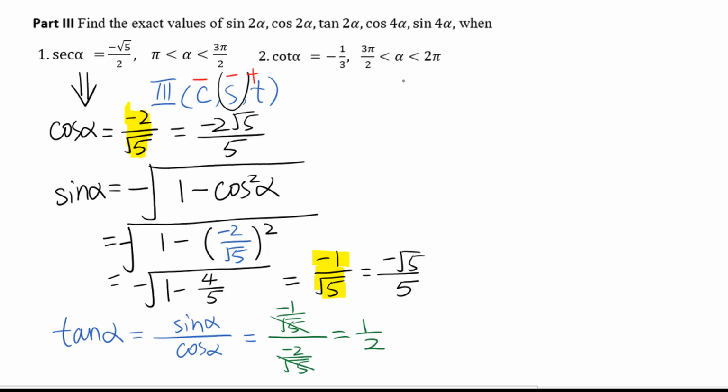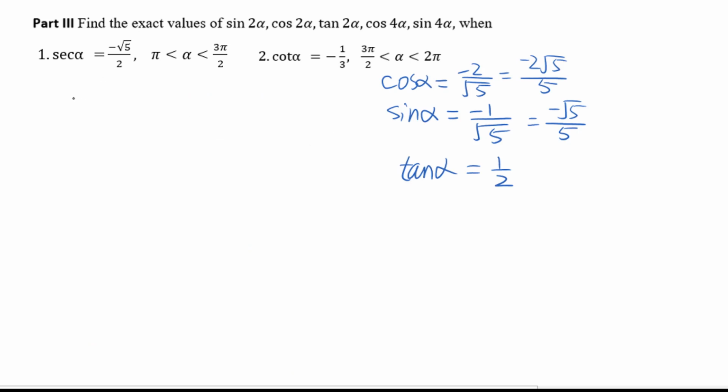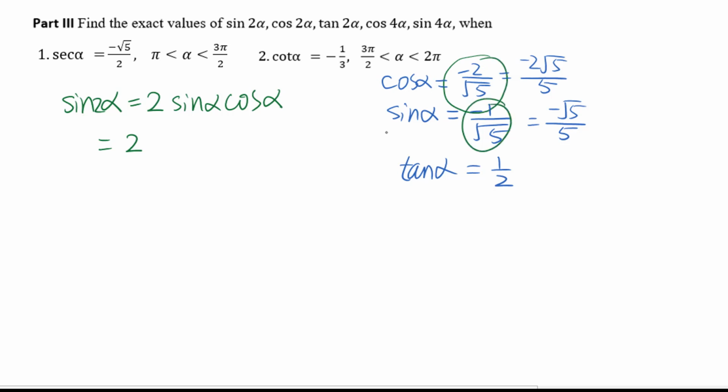Then I will write down what we got so far. Now I can work out this sine 2 alpha. According to the formula, that is 2 sine alpha cosine alpha. That is 2, and I will use this value because it's easier, times negative 1 over square root of 5 times negative 2 over square root of 5. Square root of 5 times square root of 5 is 5. Negative times negative will be positive, so you get 4 over 5.